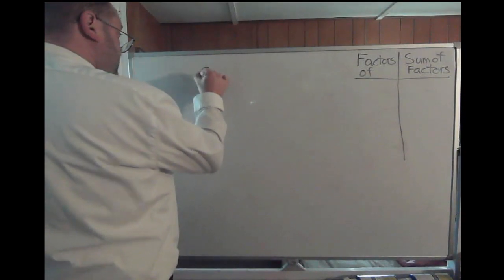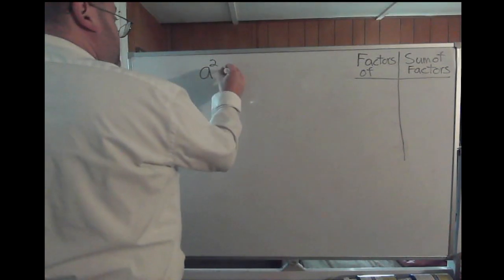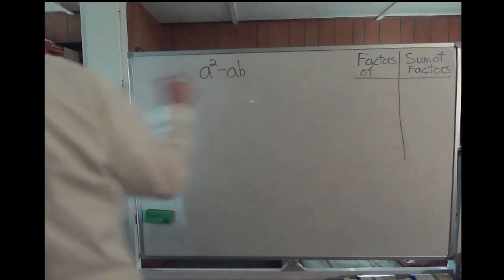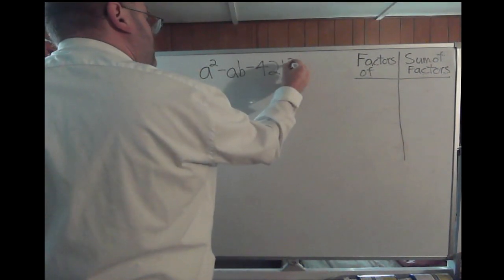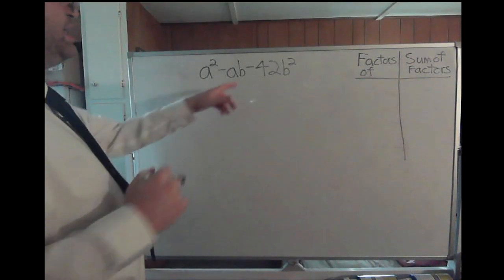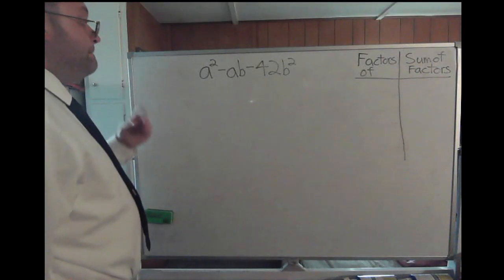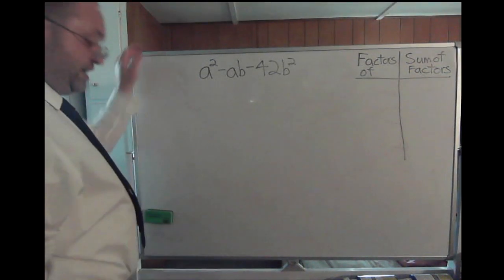Let's get a little bit harder here. We have a squared minus ab minus 42b squared. So we got a squared minus ab minus 42b squared. Well, the coefficient on the a squared term is positive 1, still going to make your life easier.